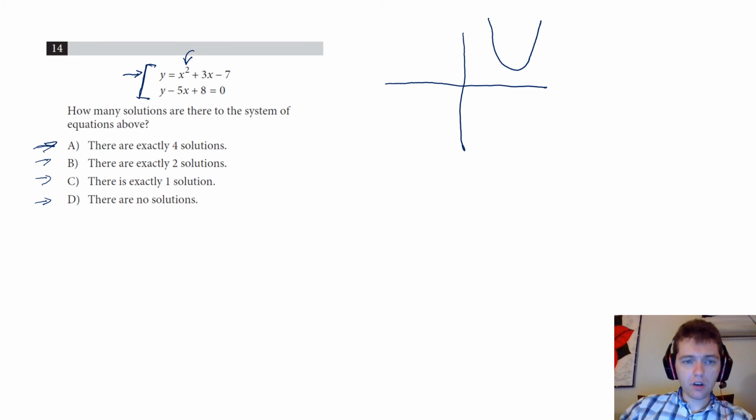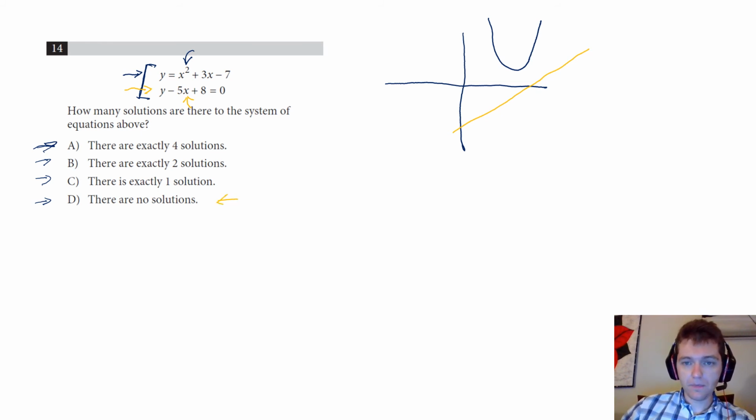So this other equation here, y minus 5x plus 8, only has an x term. It does not have an x squared term, which means that we're dealing with a line in that case. So let's say this line looks something like that. In that case, the line never intersects the parabola, which means there's no solution, there's no x where these intersect, which means that D would be correct.